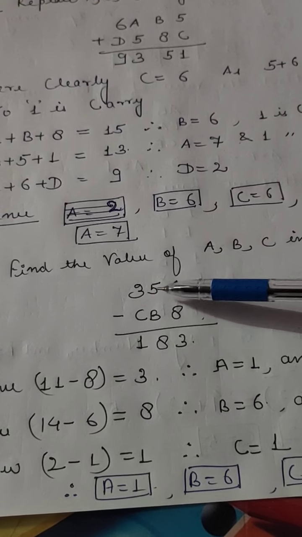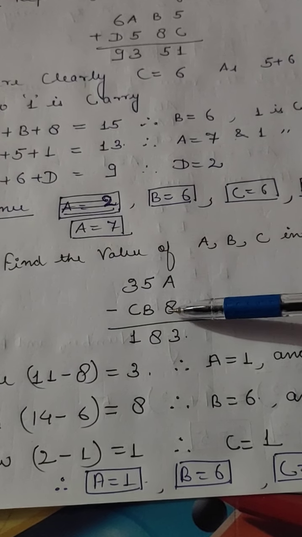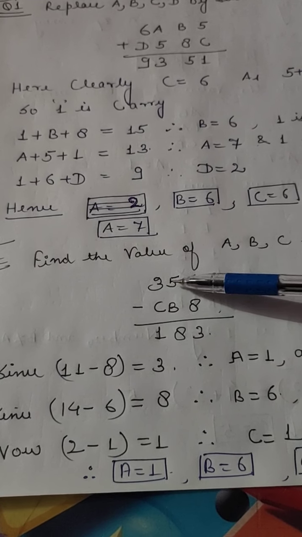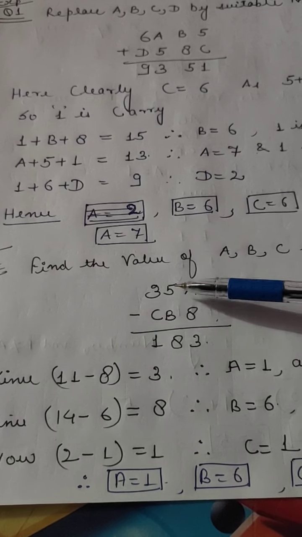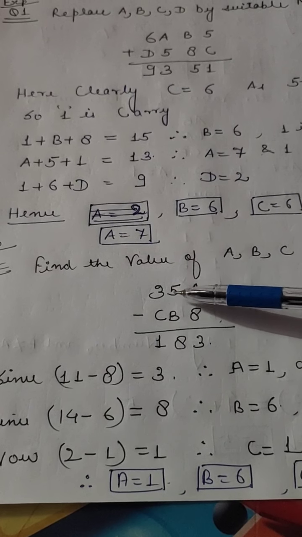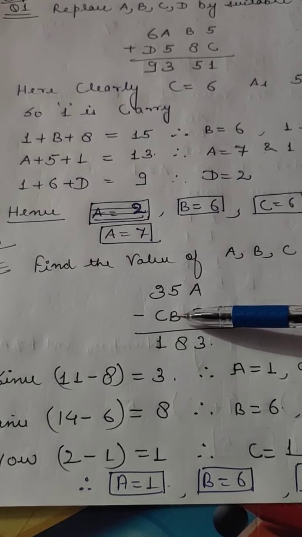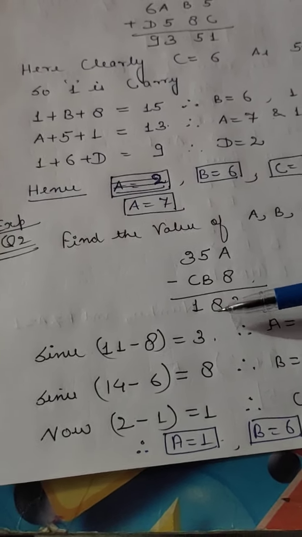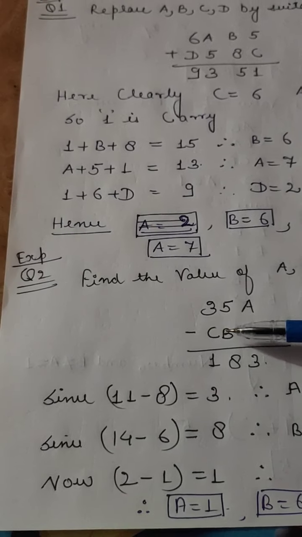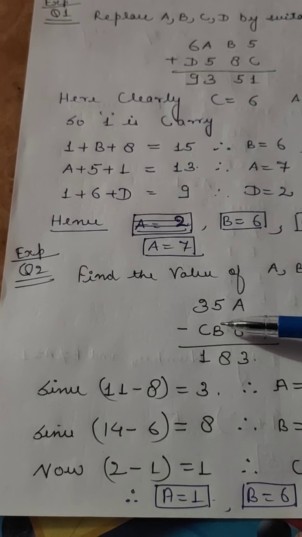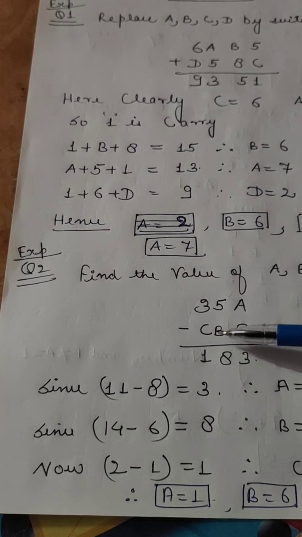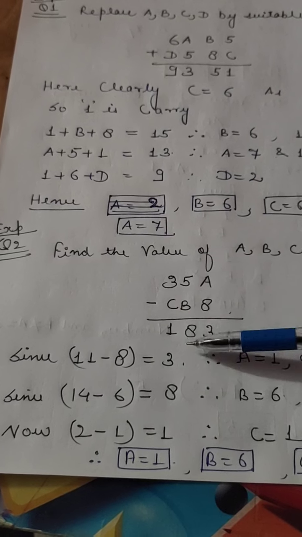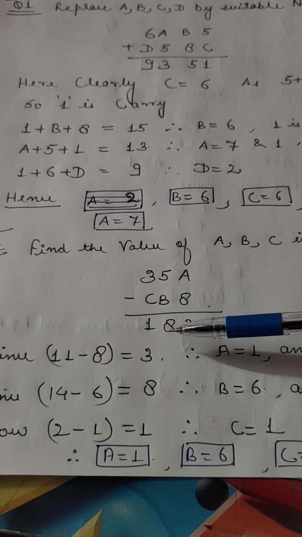So when you take the carry, it will become 11. 11 minus 8 will give 3. So here it will become 4. Then what should be subtracted from 4 so that we can get the value of B, and the result is 8. B will have the value 6. Then when 1 will be taken carry, it will become 14. 14 minus 6 will give 8 as the result.